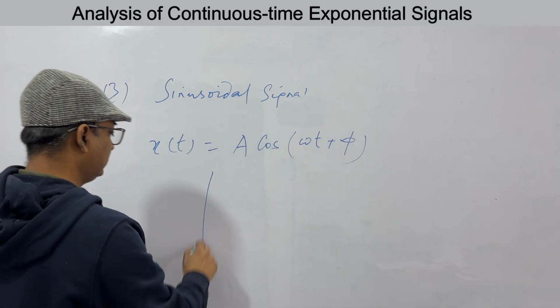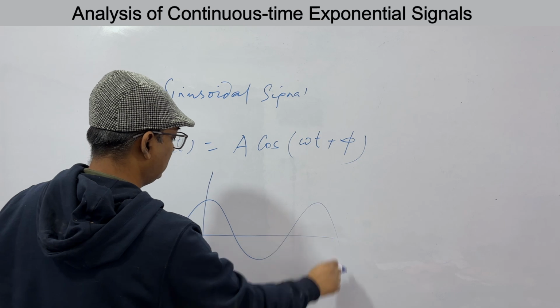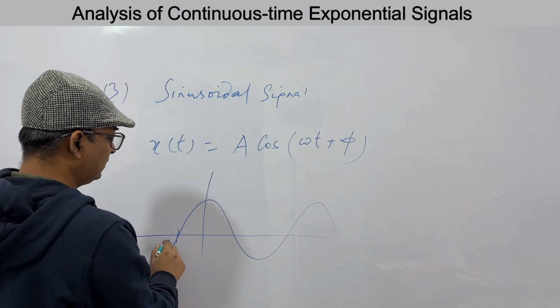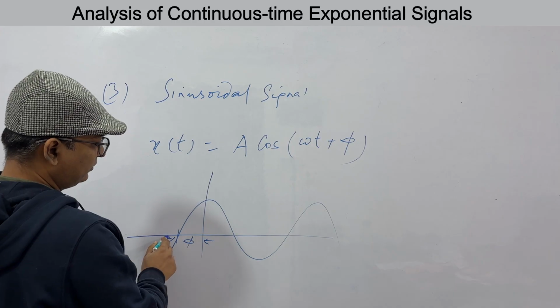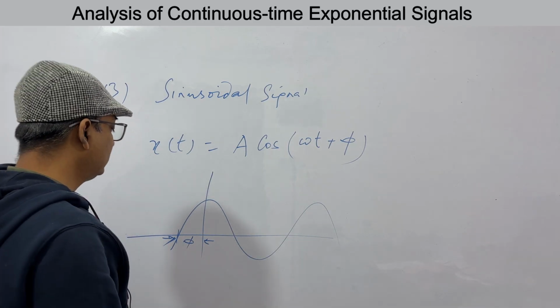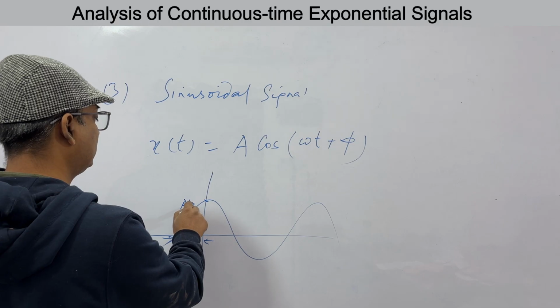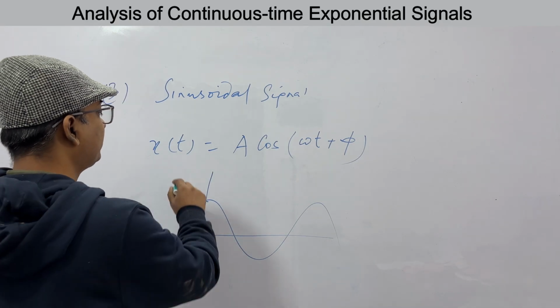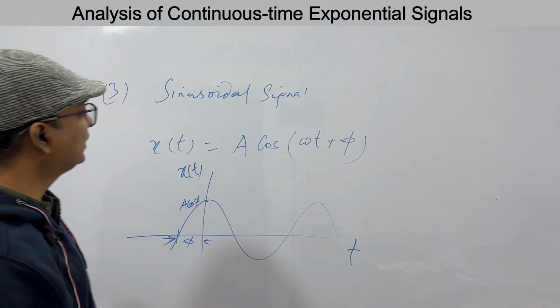If you plot the signal, it will be like this. This corresponds to phi in radians when this is in omega, and this will cut at A cos phi. This is the signal. You know this. You have seen this signal.